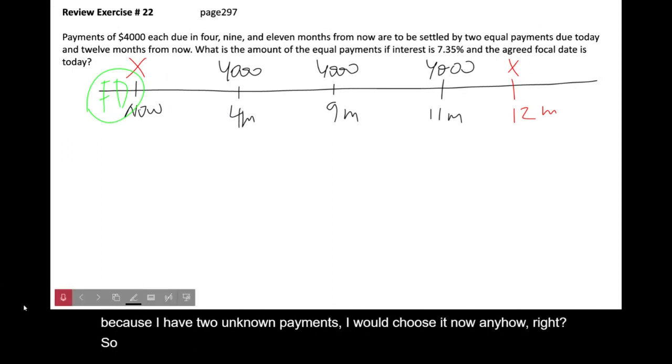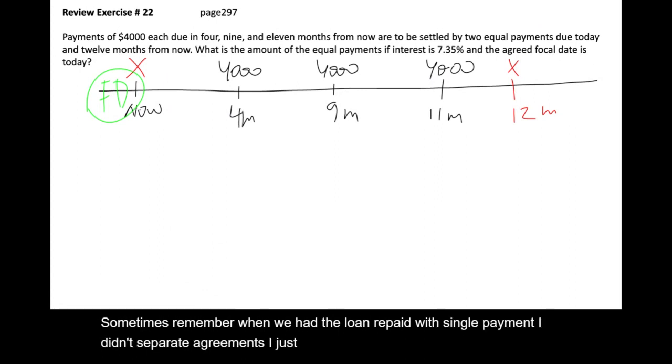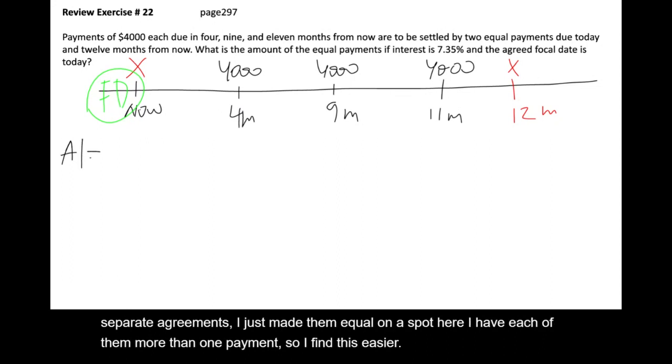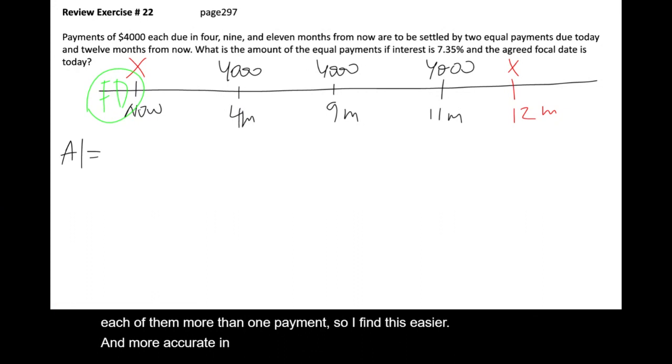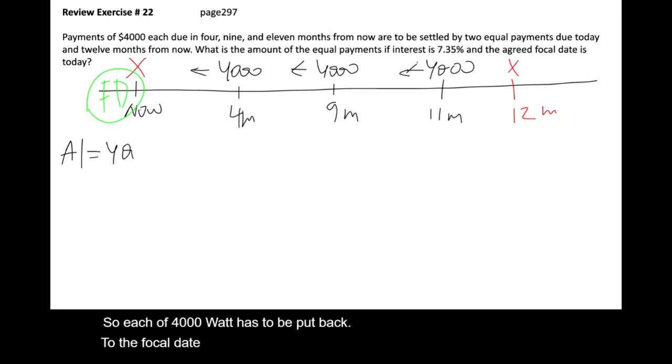So let's work again. Remember when we had a loan repaid with a single payment, I didn't separate agreements. I just made them equal on the spot. Here each of them has more than one payment, so I find it easier, more accurate, neat and understandable to solve it separately. So each of the 4,000 has to be put back to the focal date, right? So for all of them I will use what? The present value formula.